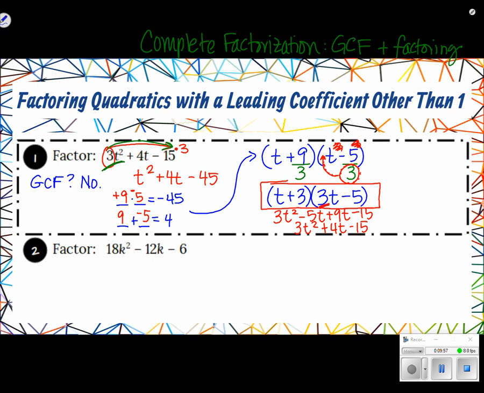All right, let's just do more examples. That's how we're going to get better and better at this. So we're going to look for a greatest common factor. Do we have a greatest common factor here? We do. Our greatest common factor is 6. I can divide 18, negative 12, and negative 6 by 6. And so I want to go ahead and pull out that greatest common factor. So that means I've got 3k squared minus 2k minus 1.